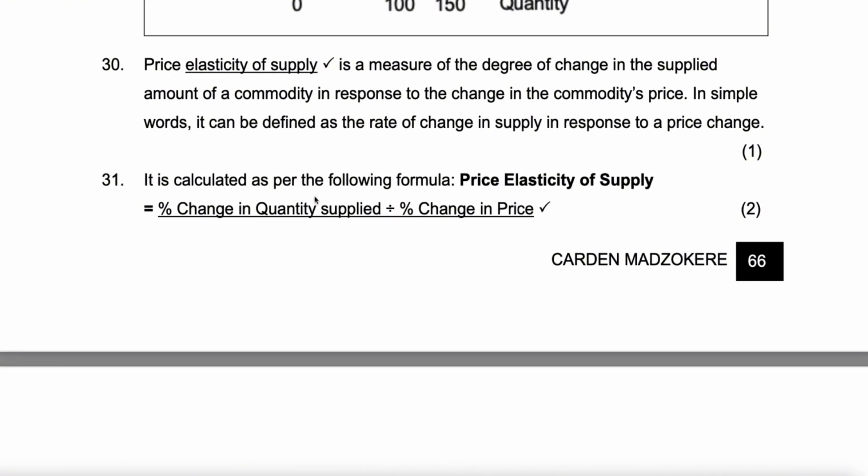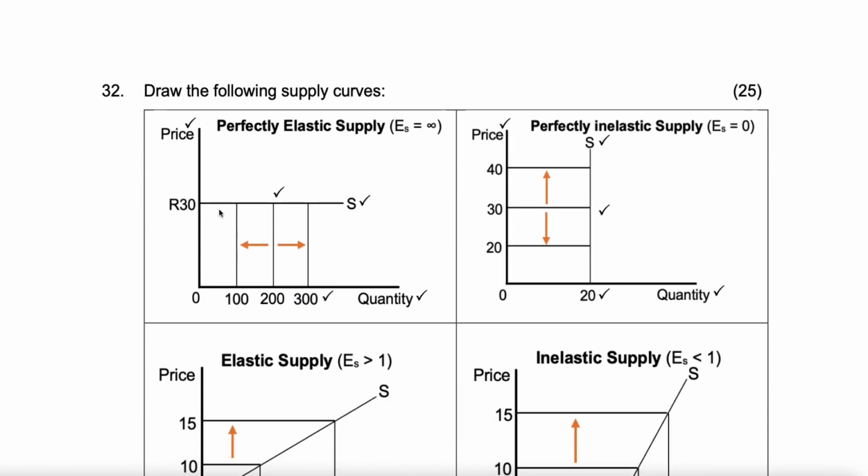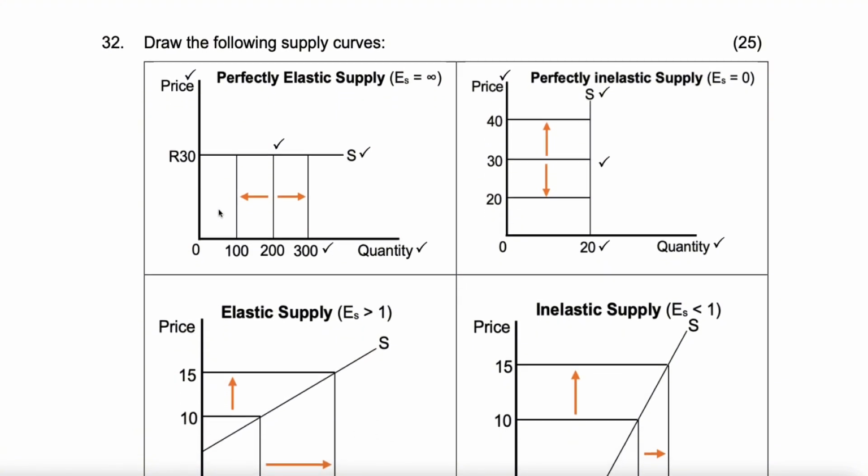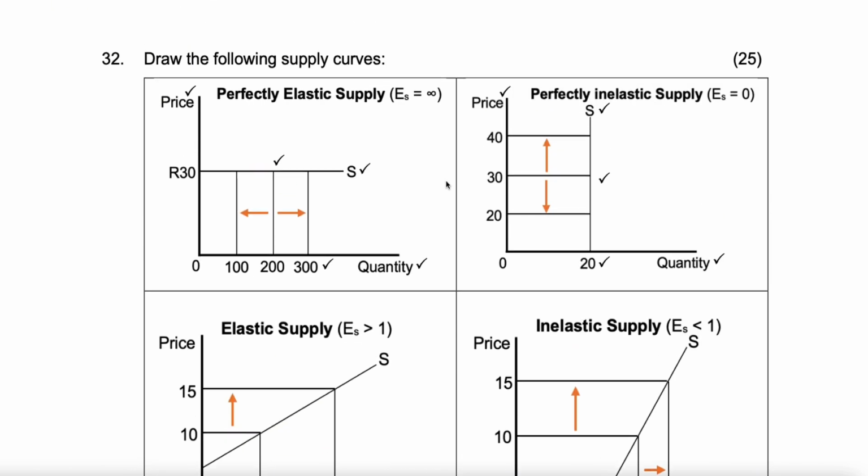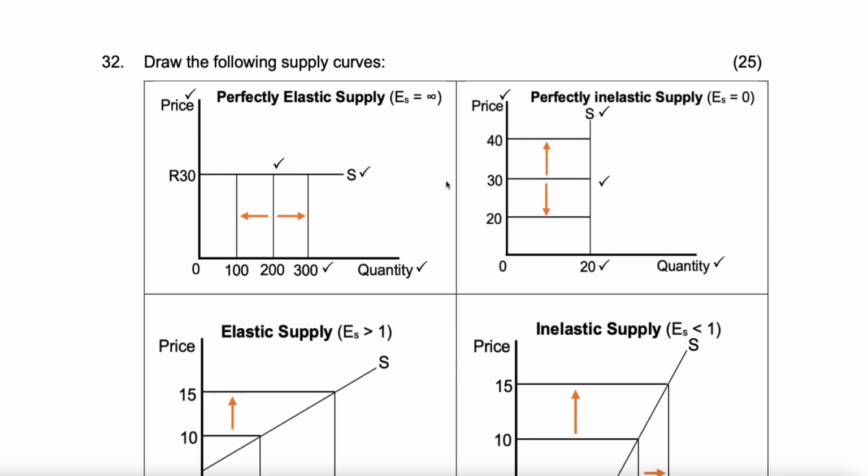And the formula is just similar to that one. The only difference is here we say supplied. So percentage change in quantity supplied divided by percentage change in price. Maybe I might show you a few calculations, then you would understand. But it's coming later though. I'll scroll downwards and have you see it.